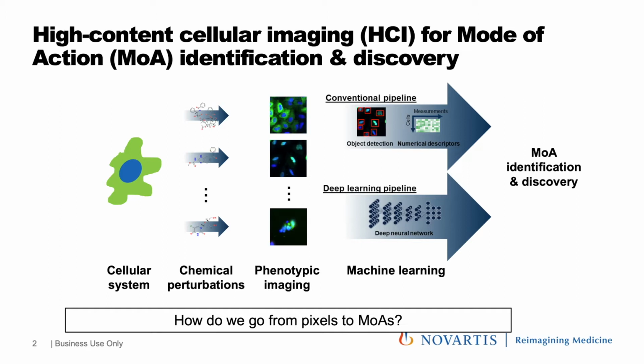And then at the bottom of this slide, you see the deep learning pipeline, where the goal is to train a deep neural network in some way that then allows you to do mode of action identification and discovery. And for that, the question is really, how do we go from pixel to mode of actions?